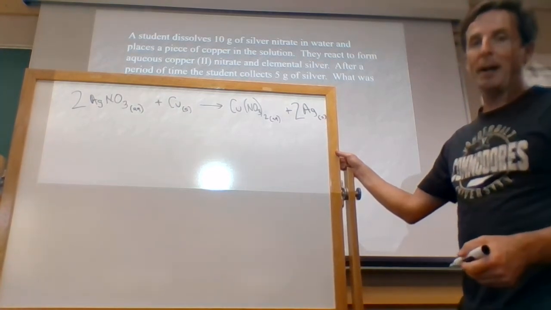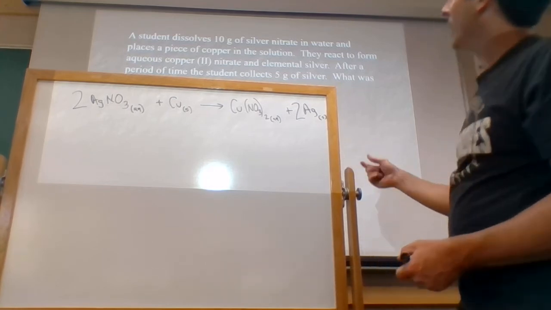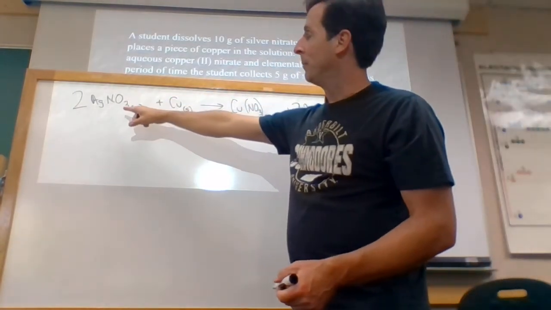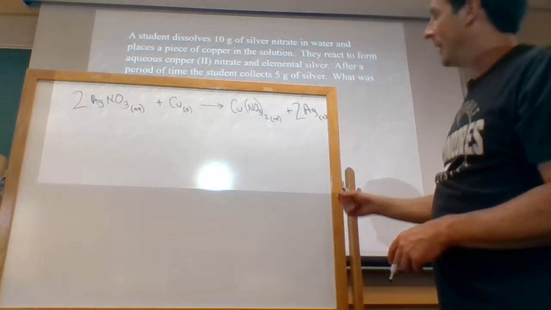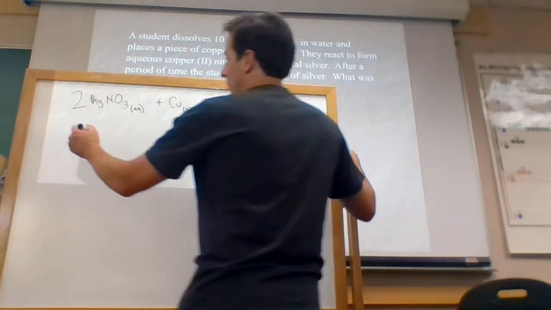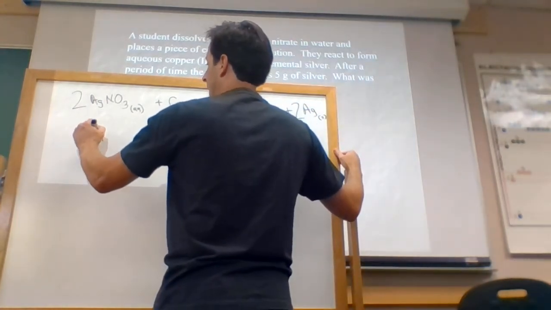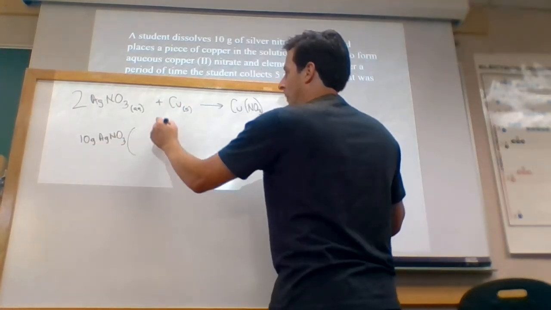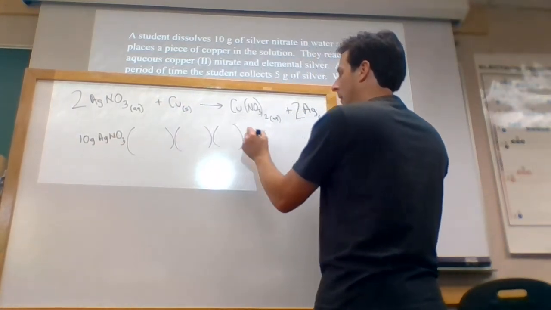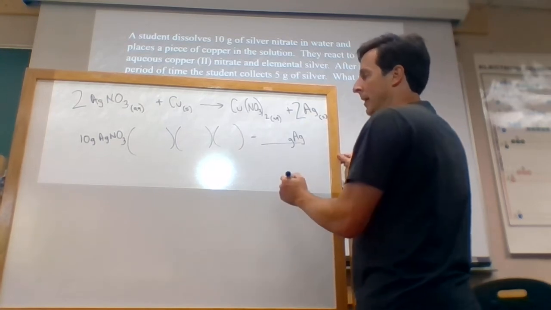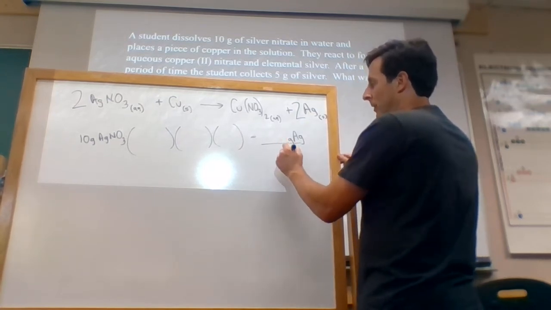Then I can start doing the math. So the question says I have 10 grams of silver nitrate initially. They do the reaction, and at the end they collect 5 grams of silver. So I would use the 10 grams of AgNO3 to calculate with 3 steps the grams of silver. That's going to be my theoretical yield.